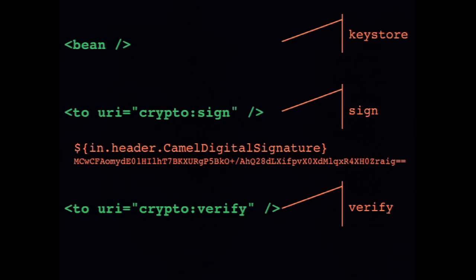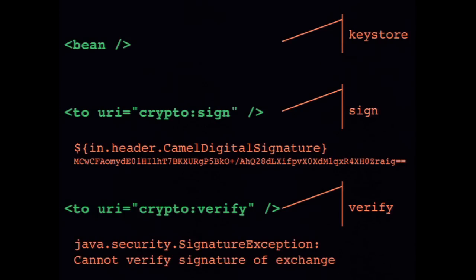And then you want to verify it, so you call the crypto verify endpoint, and you may be even more disappointed, because the only thing that happens is this CamelDigitalSignature header is removed from the message, and there's no other feedback, which means everything went fine, your signature is valid. So no feedback, everything is fine. If verification fails, you get a signature exception, and you have to handle that in your route. So much for introducing the crypto component. We will have a closer look at it in the upcoming demo.